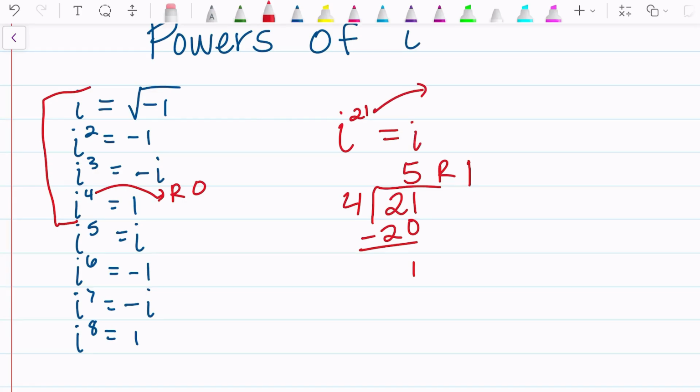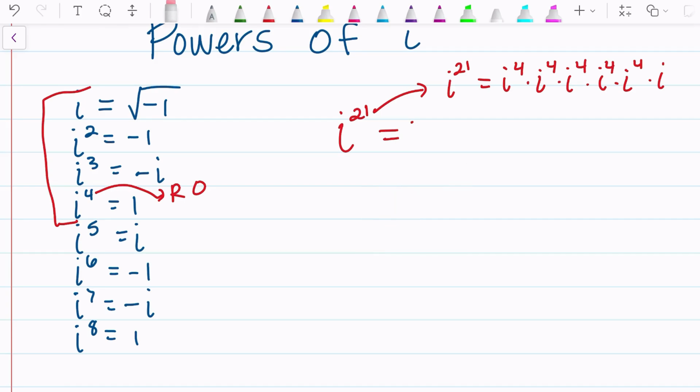And if we wanted to work it out the long way, i to the 21st is equal to i to the 4th, i to the 4th, 5 of them, right? Because it went in 5 times, with 1 more i at the end. And so that's why it's equal to i. So you're just trying to figure out what your remainder is, and then it matches up with that cycle of those first 4.